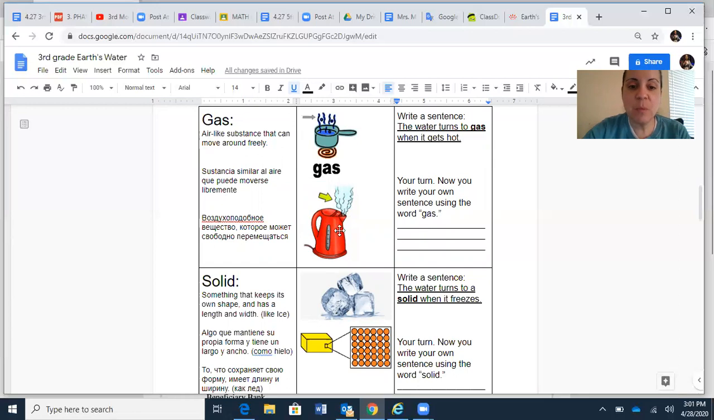Here's another picture. This is hot, hot water and it's steaming. This part is the gas. Here's my sentence. The water turns to gas when it gets hot. Now it's your turn to create your own sentence.